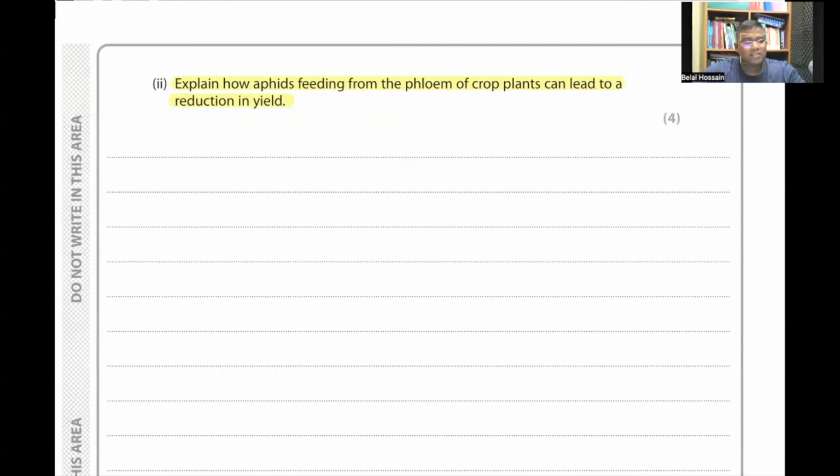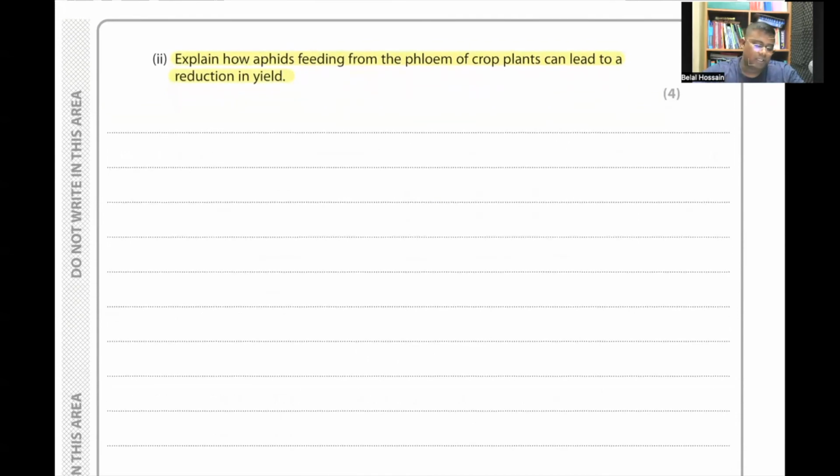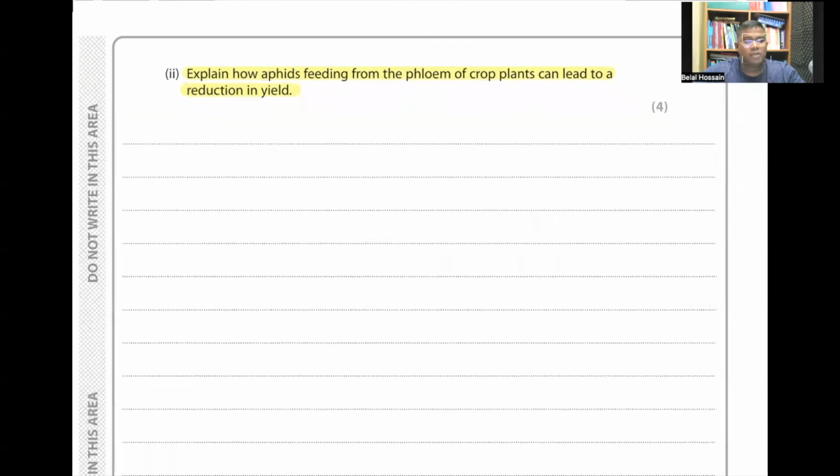And as a result, it will also spread diseases as it bites a hole into that particular plant. So that can also be a reason why there will be a reduction in yield.